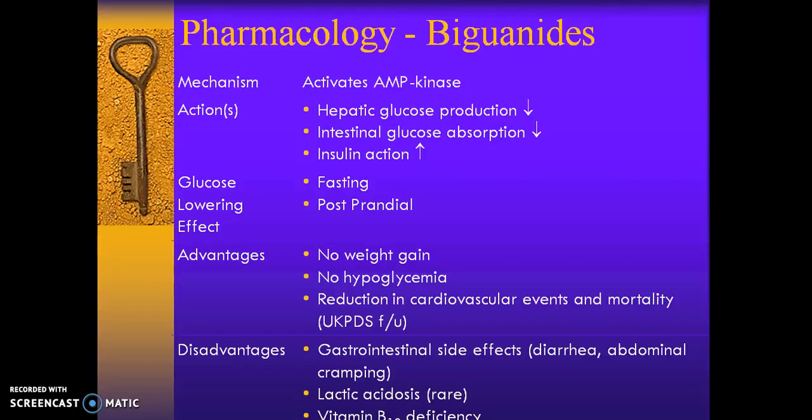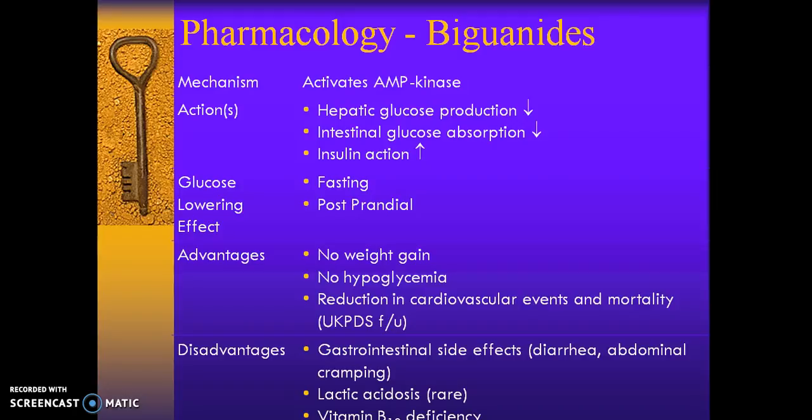And the advantages of the biguanides are no weight gain, no hypoglycemia, and reduction in cardiovascular events and mortality. It means metformin is the most important class of the drug, and recently this drug is prescribed by the doctors. Mostly this is prescribed because of its fewer side effects, no weight gain and no hypoglycemia, which is the main side effect of all the other categories of the drug.